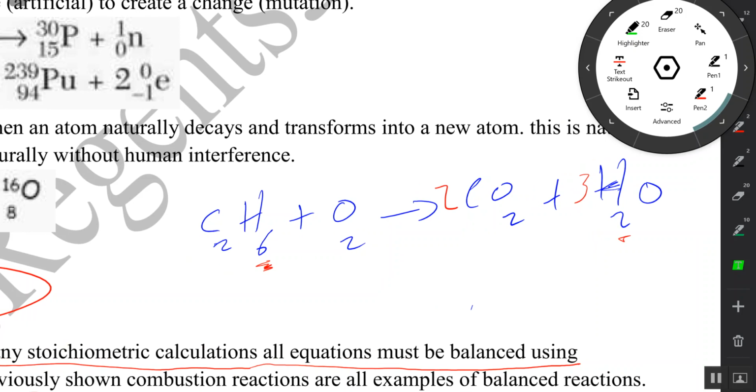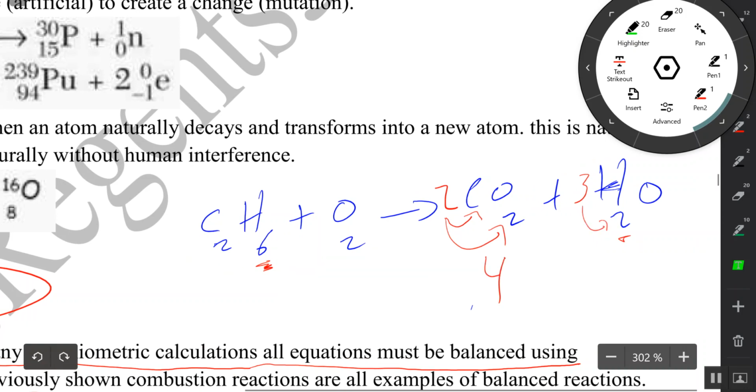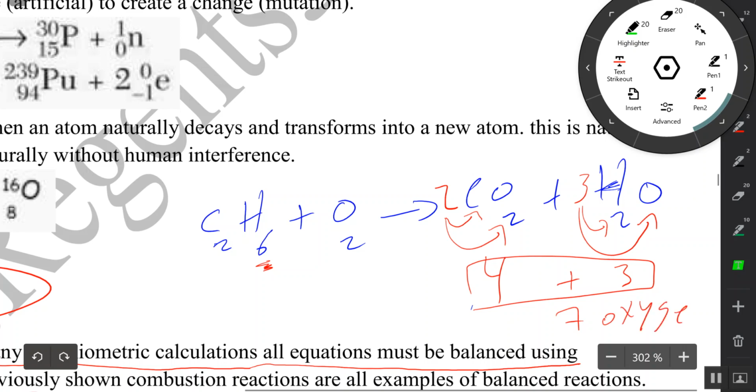Next, oxygens. I have, distribute that too, 4 oxygens here. Distribute this 3. I have 3 oxygens here. 4 plus 3 oxygens gives me a total of 7 oxygens. On the other side, I only have 2 oxygens. So I need to multiply this 2 by a number that gives me 7. In this case, I'm going to multiply this O2 by 3.5. Notice I had to use a decimal here.